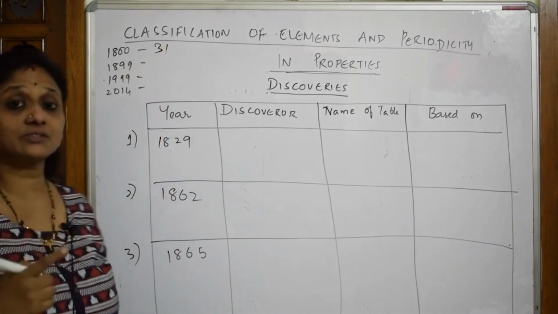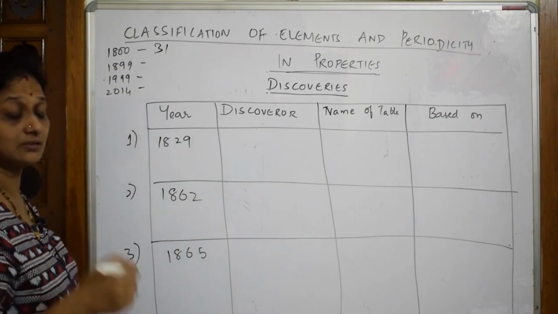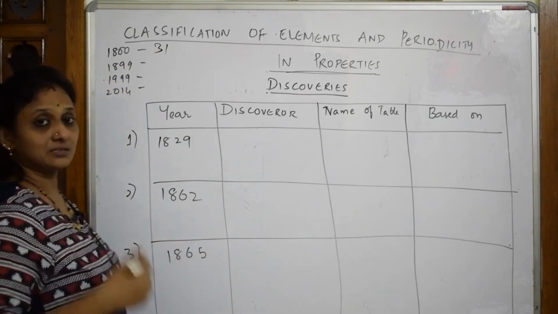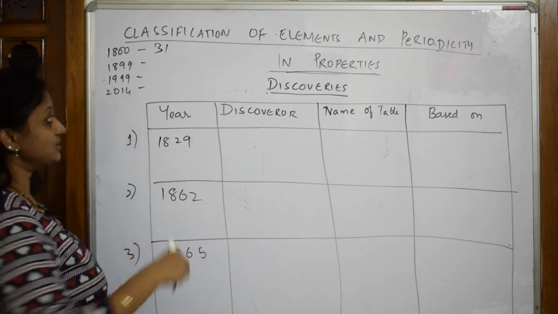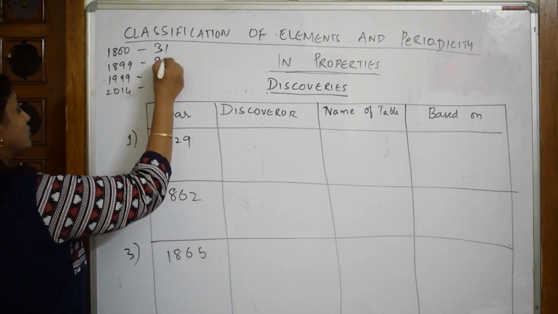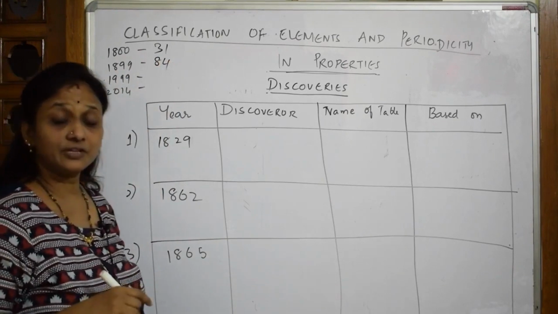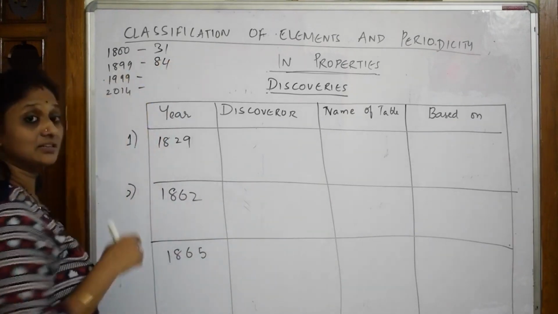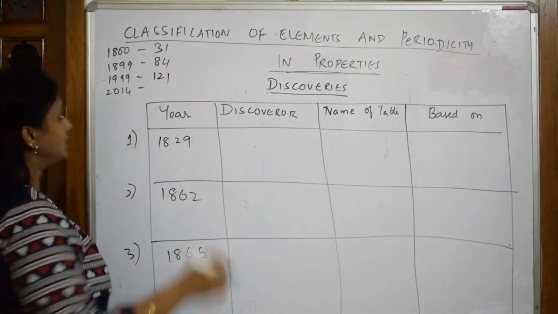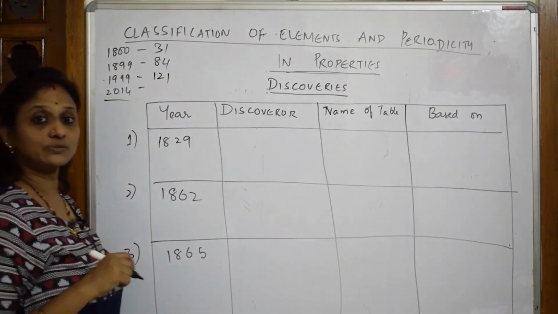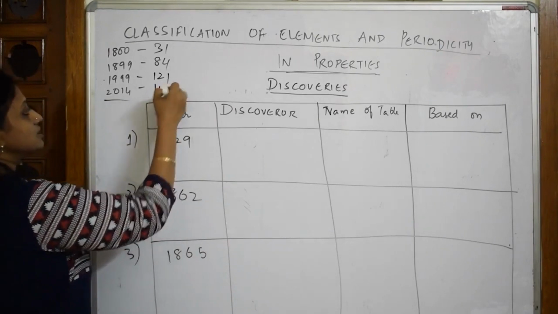31 elements were discovered in 1800. Later on, when the inventions started, the intensity of the inventions started increasing. In 1899, almost 84 elements were discovered. After that, almost 121 elements were discovered later. Later on, when it reached 2014, almost 144 elements were discovered.